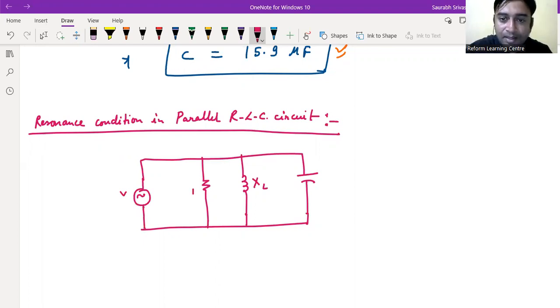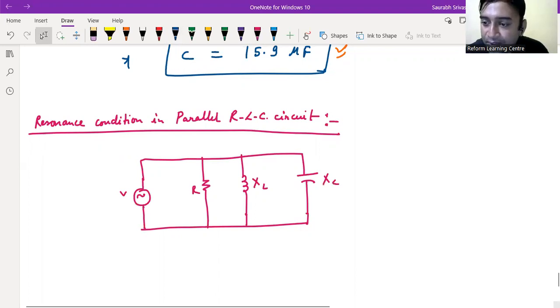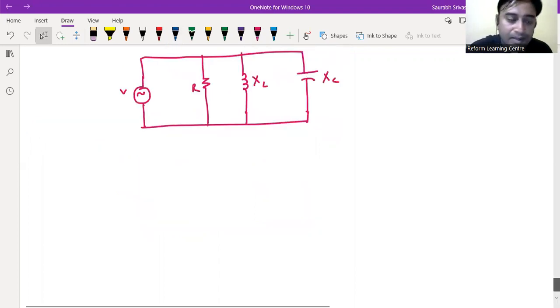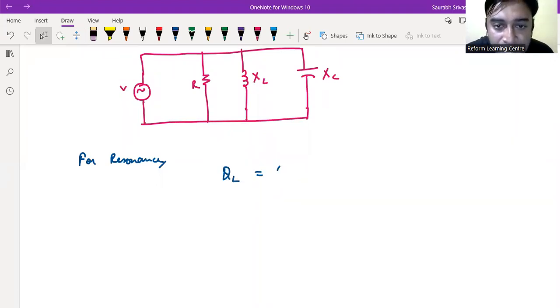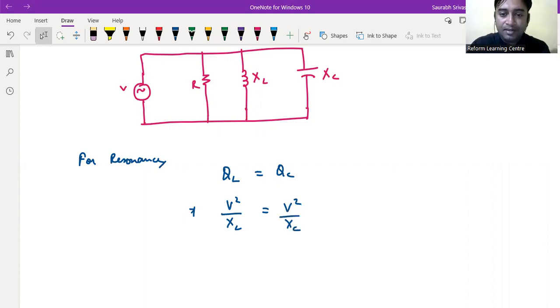In parallel circuit, voltage is constant, and by definition of resonance, for resonance condition, this QL must be equal to QC, that is V square by XL must be equal to V square by XC. The basic condition for resonance, V square cancel. Therefore, 1 upon XL is equal to 1 upon XC.